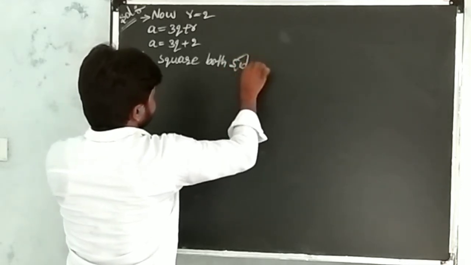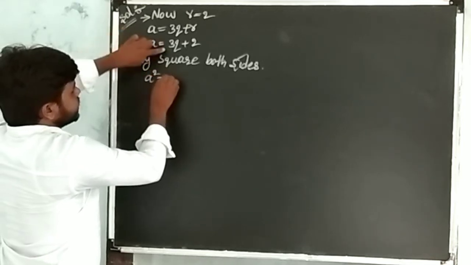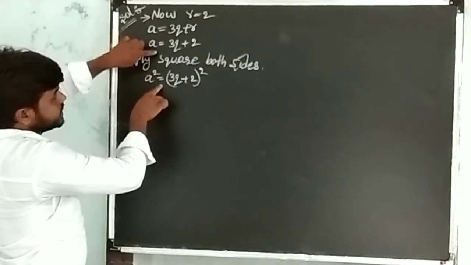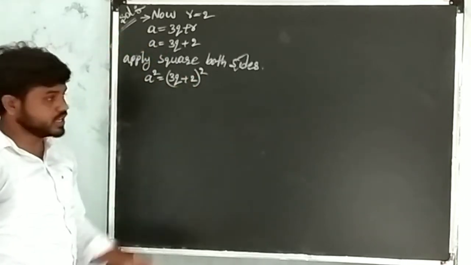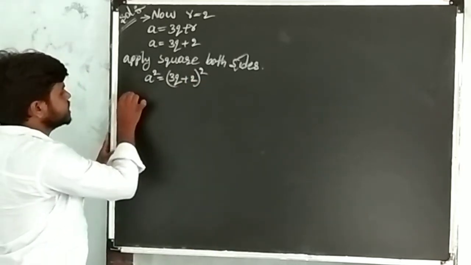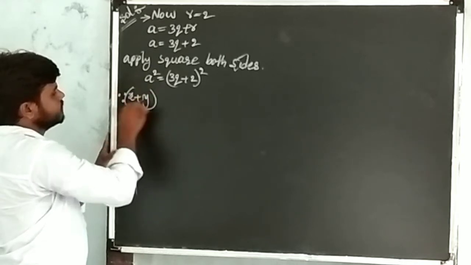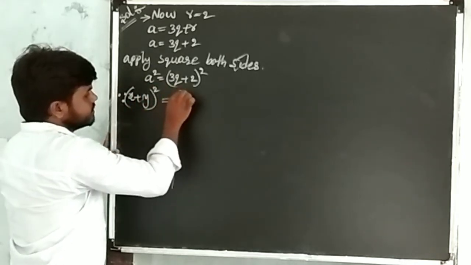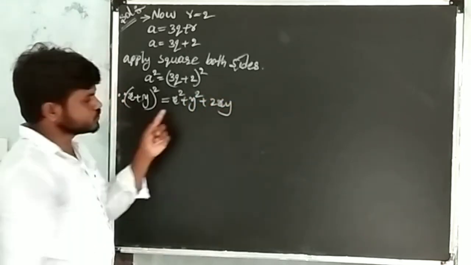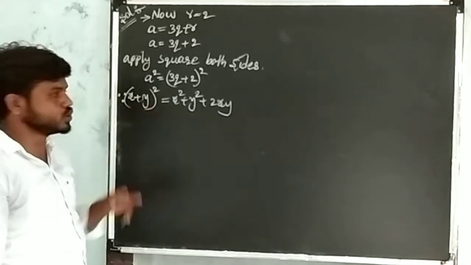When I applied the square on both sides, we can write A squared equals (3q plus 2) whole squared. This is again in the form (x plus y) whole squared. The formula for (x plus y) whole squared is x squared plus y squared plus 2xy.